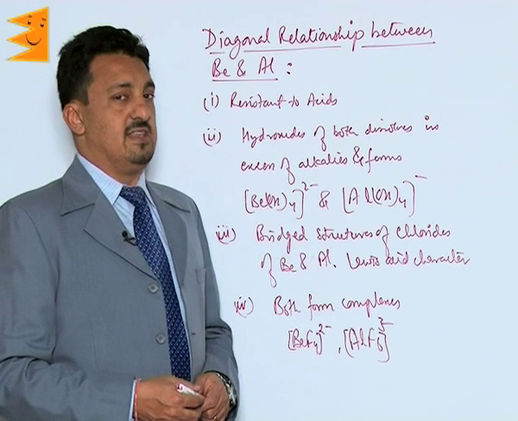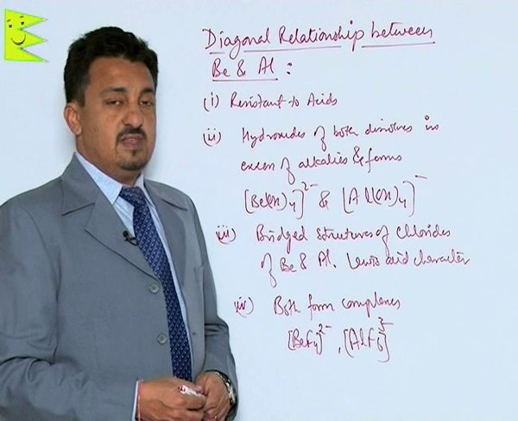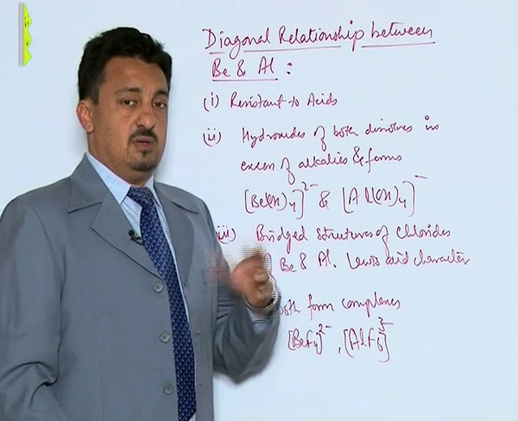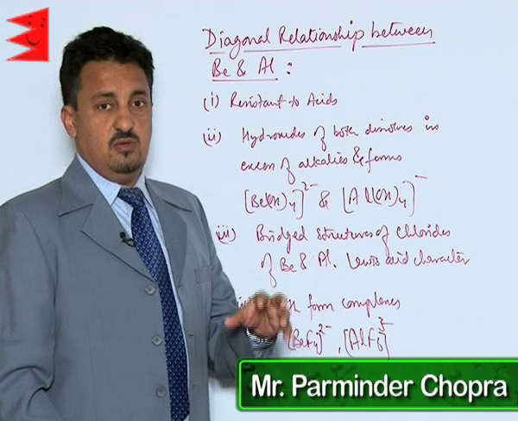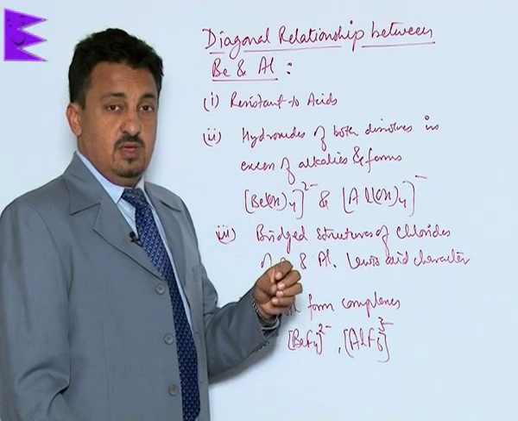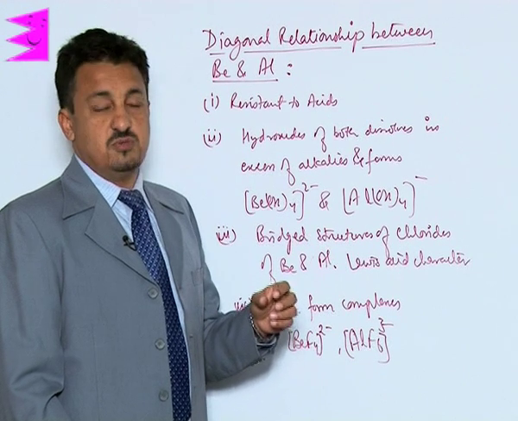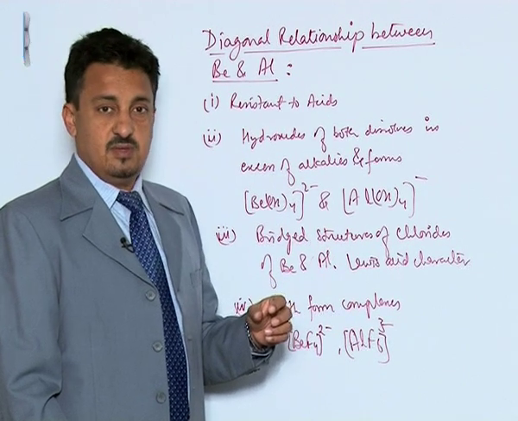Now let us see the diagonal relationship between beryllium and aluminium. See, the charge to size ratio, if we say their charge to radius ratio is nearly similar. That is why both of these show very similar properties.